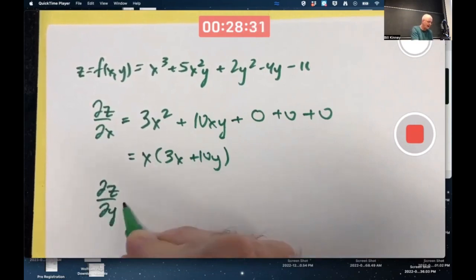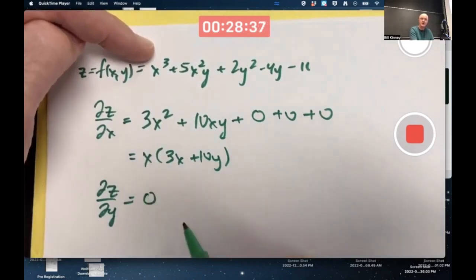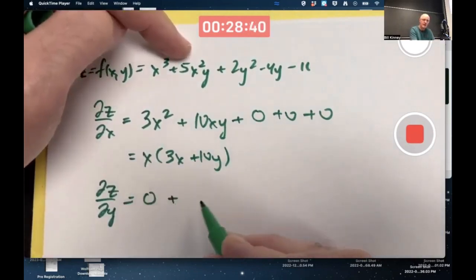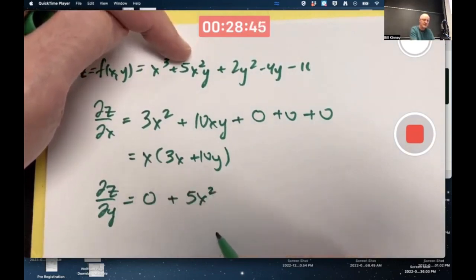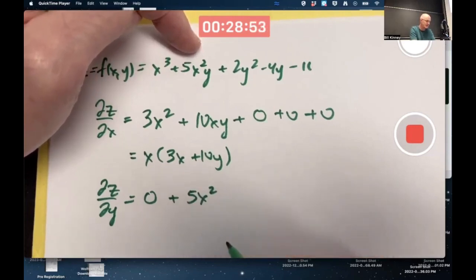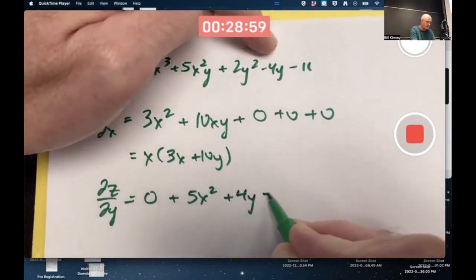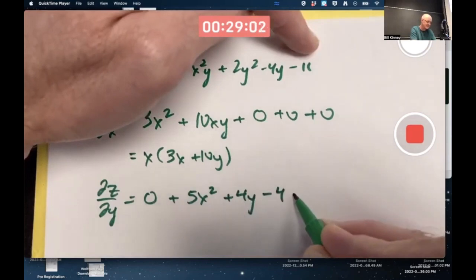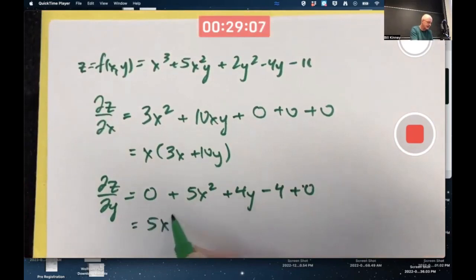Partial of z with respect to y, treat the x as a constant. So x cubed for this derivative differentiates to 0. For 5x squared times y, the 5x squared is acting like a constant. It just gets carried along. So pretend it's a 10. The derivative of 10y with respect to y is just 10. The y goes away. I get 5x squared here. The derivative of this with respect to y is indeed 4y, and the derivative of that with respect to y is minus 4. Minus 11 is still a constant, so I still get a plus 0 here. This simplifies to 5x squared plus 4y minus 4.